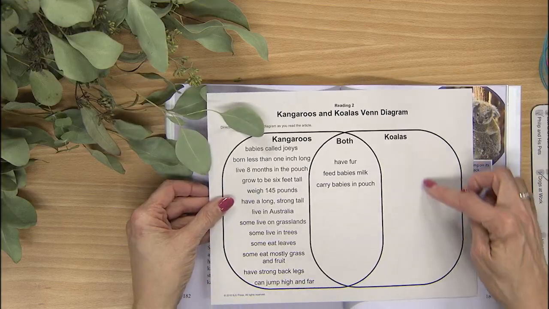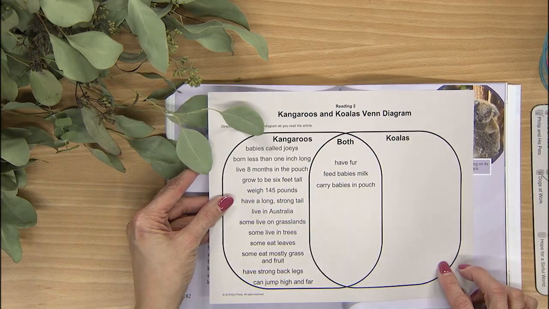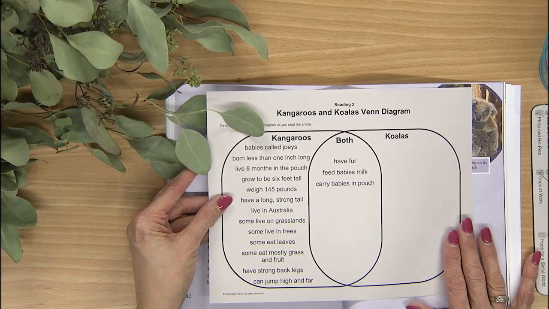But first, as you read, I want you to jot down what you learn about koalas. So write what you find out on the koala side of the handout, okay? And then we'll do a comparison at the end. Now, don't forget to look at the photographs and the captions. So read page 83 silently to find out facts about baby koalas and adult koalas.